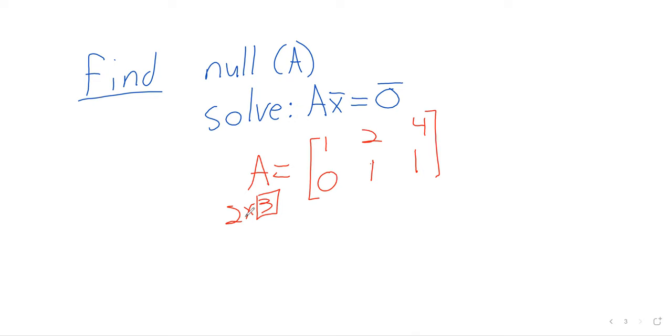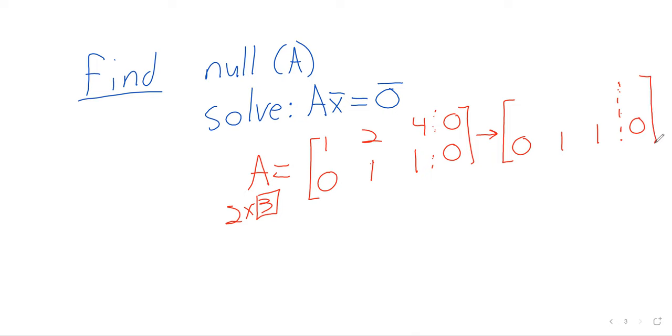And to find it, we just take the matrix, augment it with the zero vector, and then we'd perform row reduction. We'd put this in reduced row echelon form. And ordinarily, I'd be reaching for my calculator, but I went out of my way to make this easy. And multiply the second row by -2, add it to the first row. And that does it. The matrix is in reduced row echelon form.